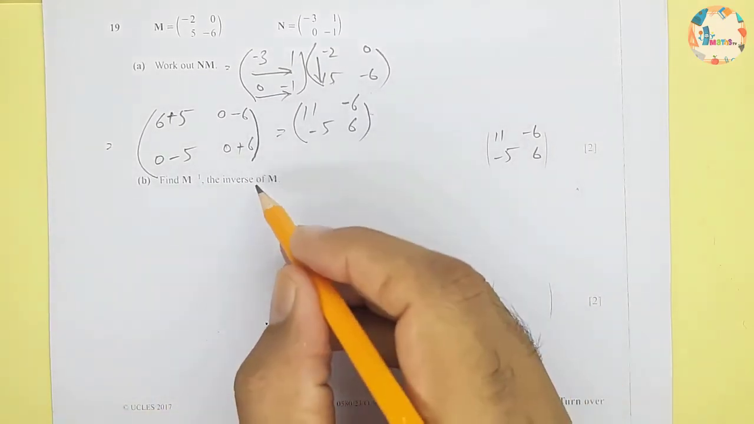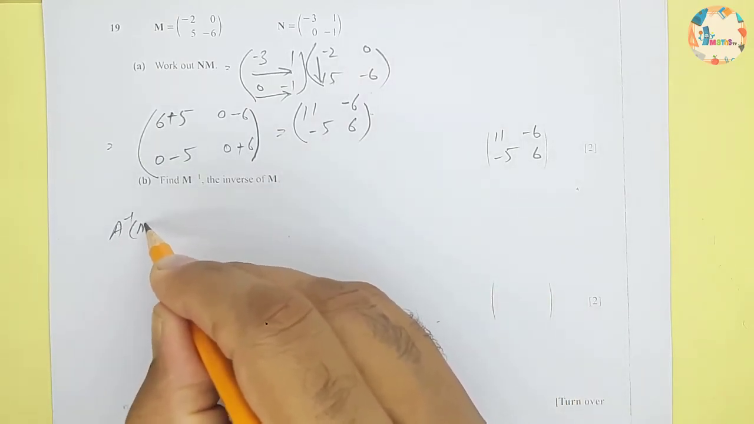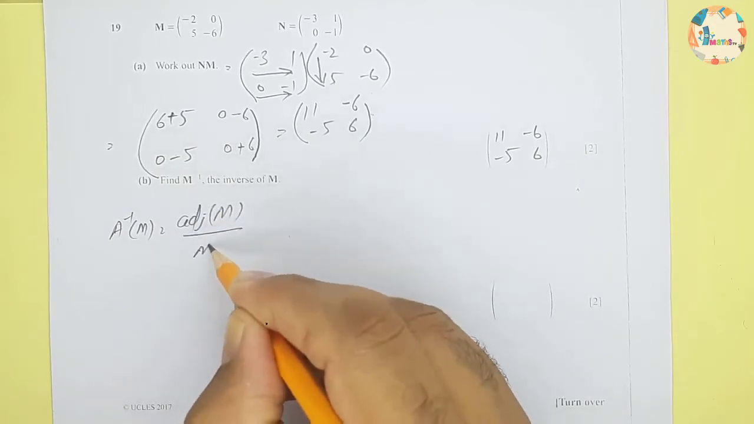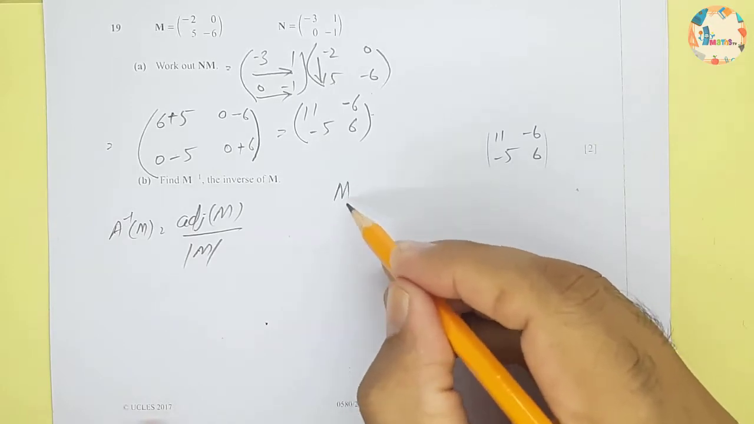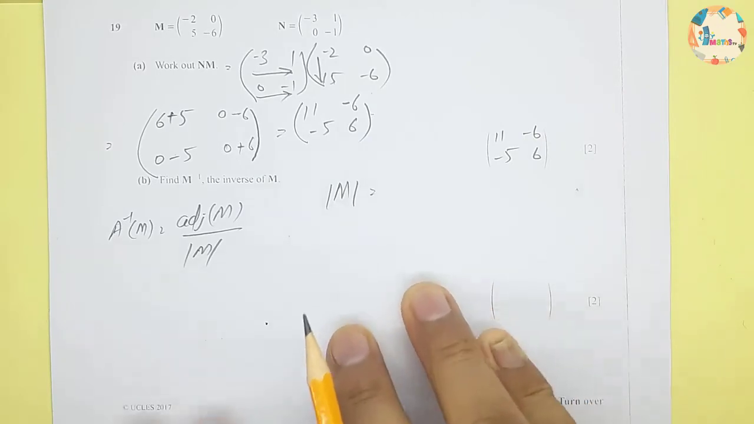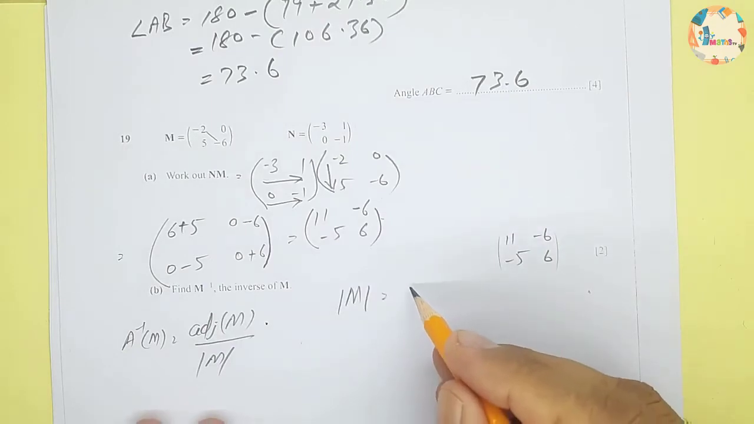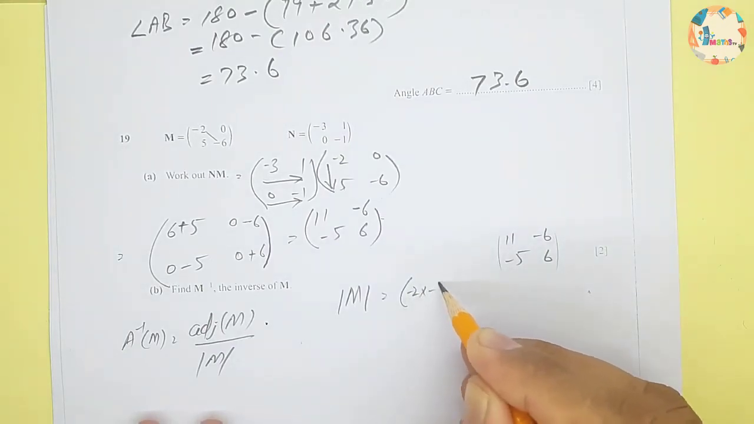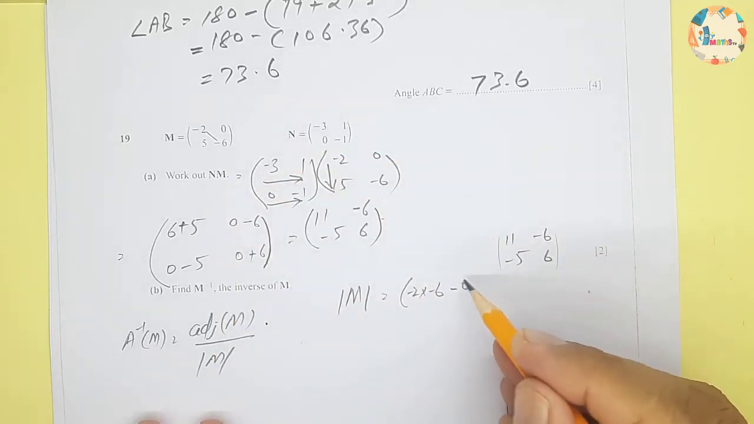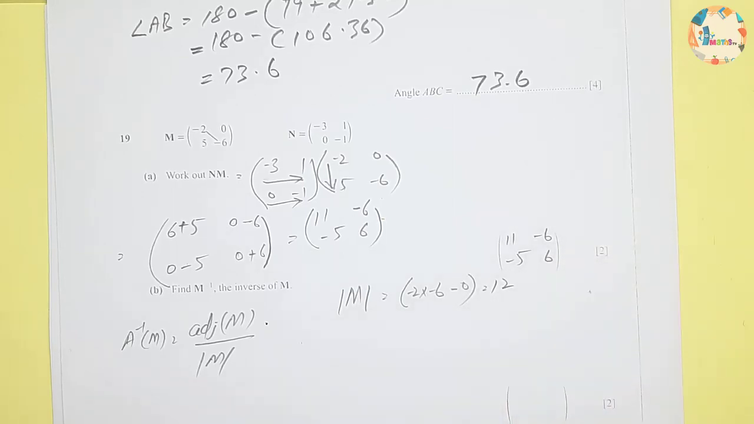Inverse of M will be equal to adjoint of M over M mod. So we will calculate M mod first. M mod will be equal to we will multiply this by this. So -2 multiply by -6, and -5 into 0 will be 0. So this will be 12. Basically mod will be 12.